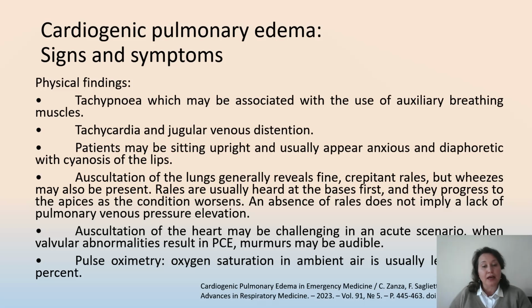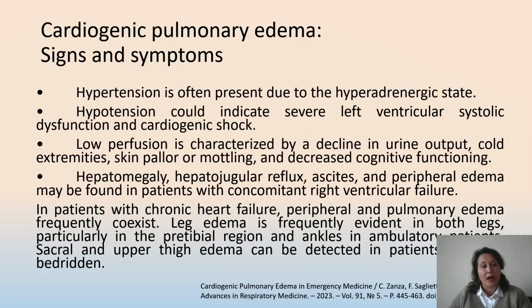Auscultation of the heart may be challenging in an acute scenario when valvular abnormalities result in cardiogenic pulmonary edema. Murmurs may be audible. Pulse oximetry, oxygen saturation in ambient air is usually less than 90%. Hypertension is often present due to the hyperadrenergic state. Hypotension could indicate severe left ventricular systolic dysfunction and cardiogenic shock.